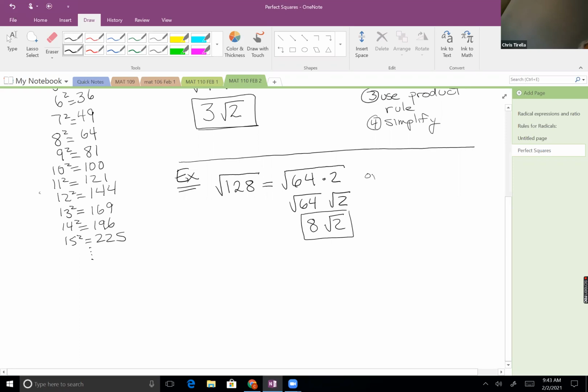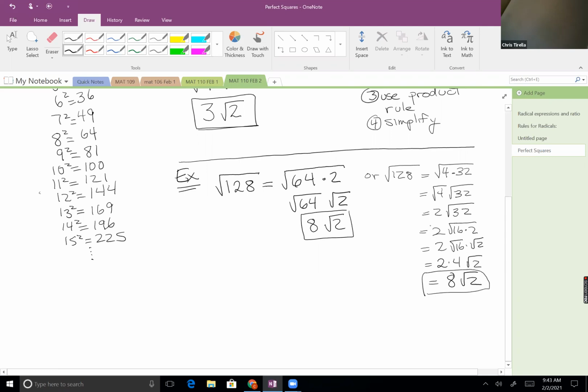Some people might have said, okay, square root of 128. Well, I know that 4 goes into there 32 times. And so that's the square root of 4 times the square root of 32, which would be 2 square roots of 32. Oh, but wait a minute. 32 is 16 times 2. And so I could take that as 2 times the square root of 16 times the square root of 2, which would give me 2 times 4 times the square root of 2, which takes me to 8 radical 2. If you want to, you can break it apart in little itty bitty pieces, dribs and drabs. But if you can find that largest perfect square that goes in, it just makes your life a lot easier.